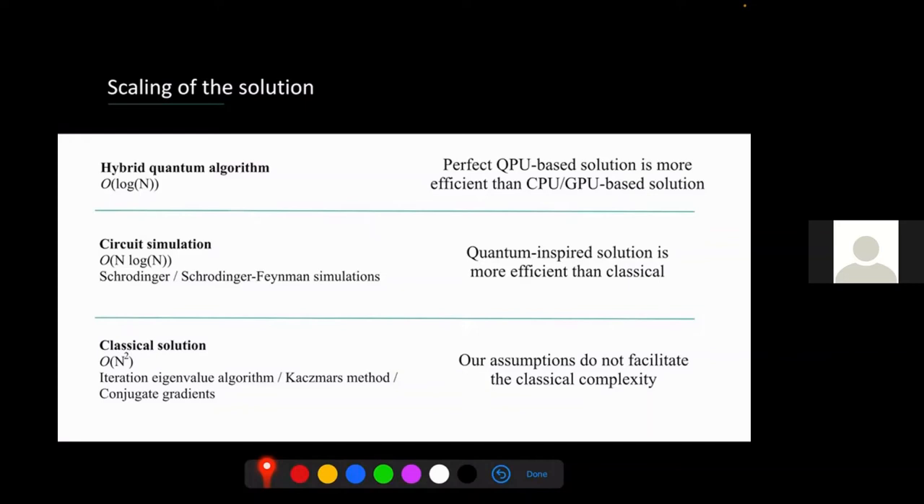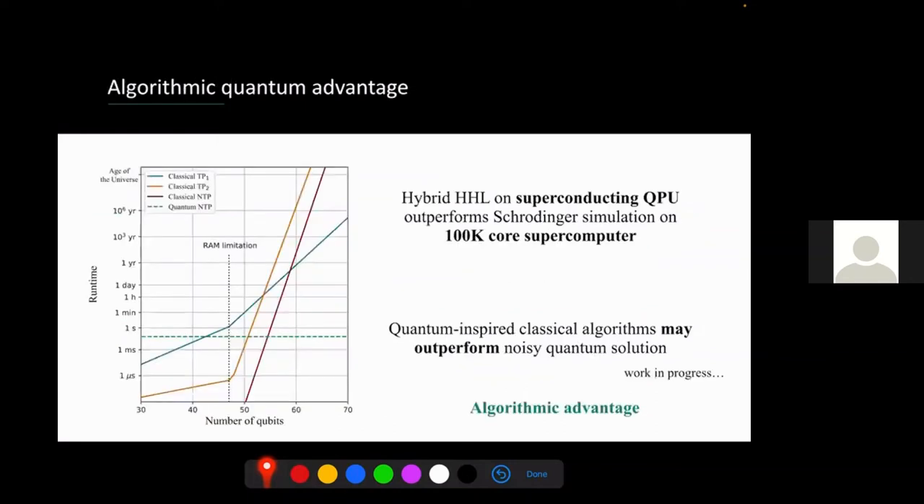What is interesting is that it seems like we simplify the problem with all our assumptions, but actually we're not, because these assumptions do not facilitate the classical complexity. However, they facilitate the complexity of the quantum circuits. So we also compare the Schrödinger simulation with the hybrid HHL algorithm on a superconducting QPU with the same errors as the Google Sycamore processor. In the same topology, we observed that the quantum solution outperforms classical solutions in terms of runtime, but for that you need 50, 60 qubits.